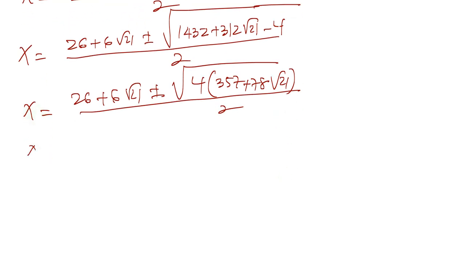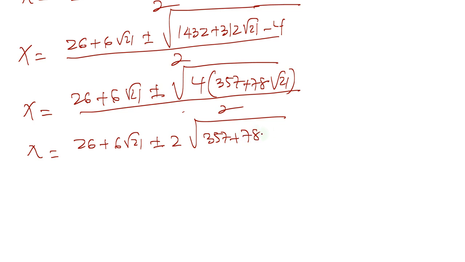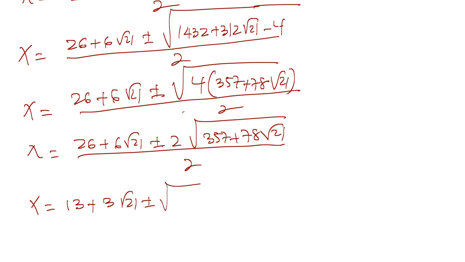And then we got x equals to 26 plus 6 square root of 21 plus or minus 2 square root of 357 plus 78 square root of 21, and all this divided by 2. So x here, dividing all by 2 here, we're going to have 13 plus 3 square root of 21 plus or minus square root of 357 plus 78 square root of 21.